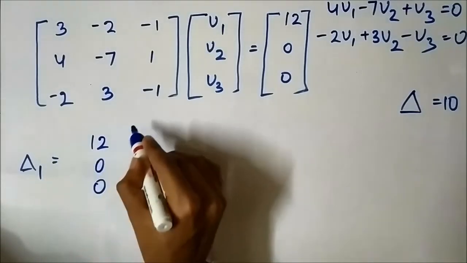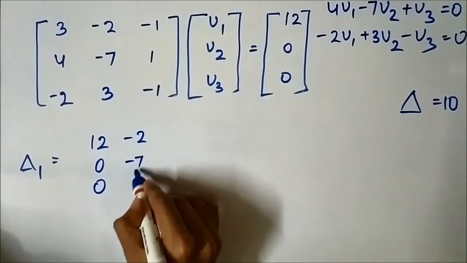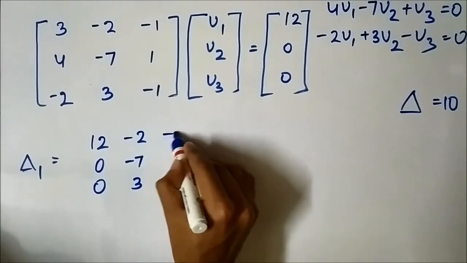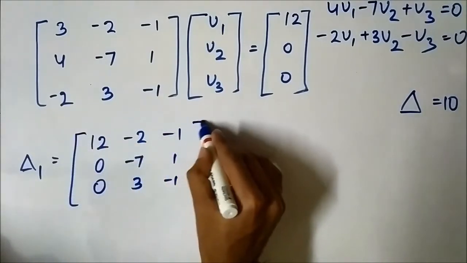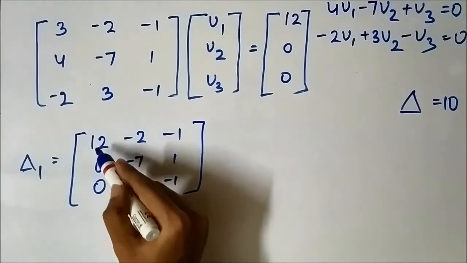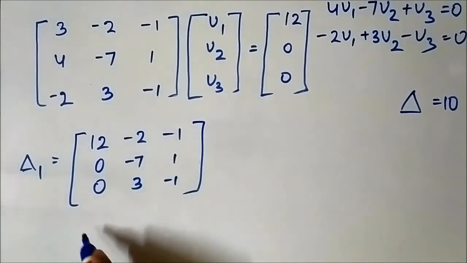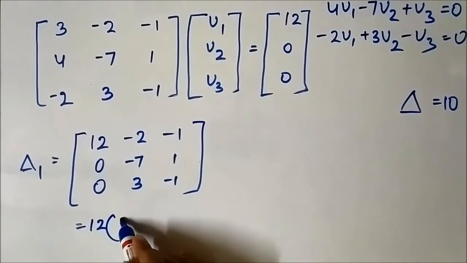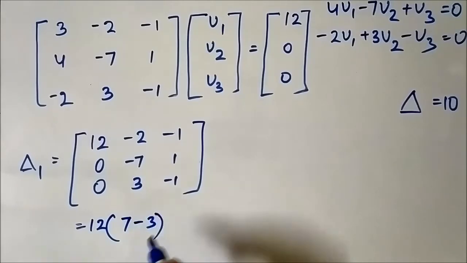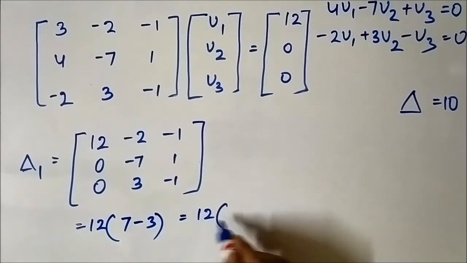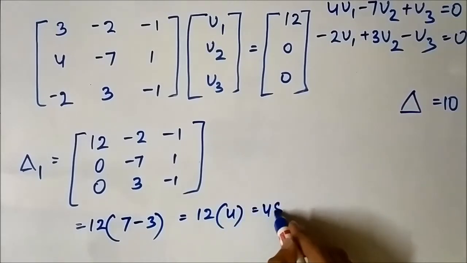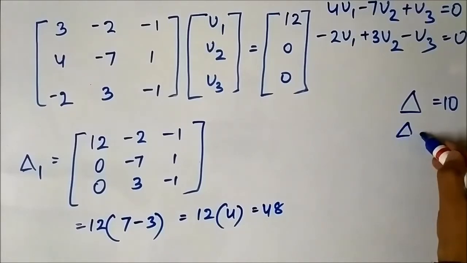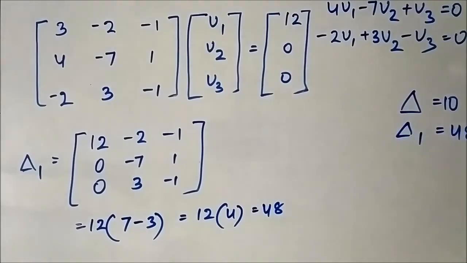12 0 0, minus 2 minus 7 3, and here it is minus 1 1 and minus 1. Now we have to evaluate this determinant. This is easy because here it is 0 0. If we go by this column approach, it will be just equal to 12 into 7 minus 3, which is 12 into 4, which is 48. So let us write it down. Delta 1 is equal to 48.